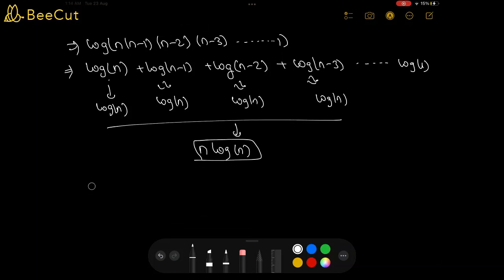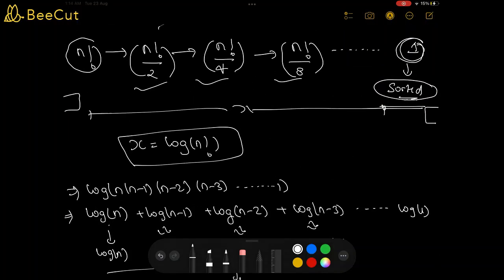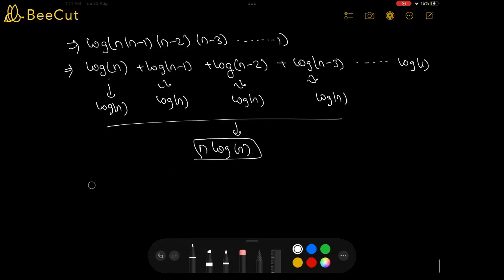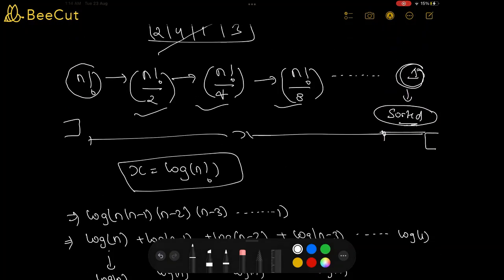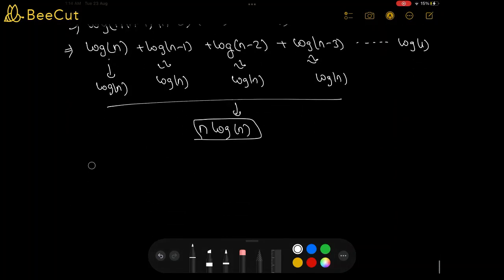Here, the total number of steps was log of n factorial. We simplified it using mathematics and reached n log of n. So n log of n is the total number of steps which the compiler will take to reach from the n factorial permutations to a single permutation that is sorted. Our goal was to devise an algorithm which can sort this array in O of n time. Obviously, O of n time is not the answer. Instead, we reached the time complexity of n log n.